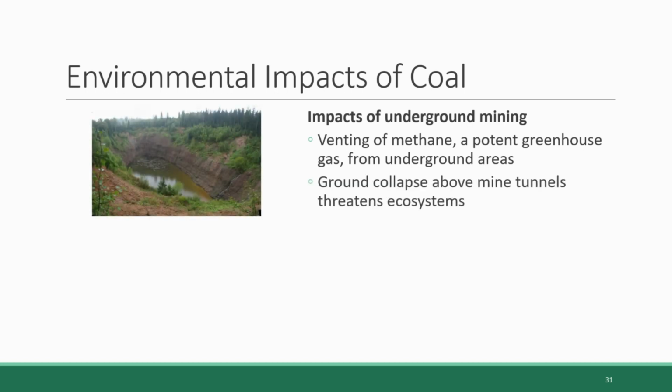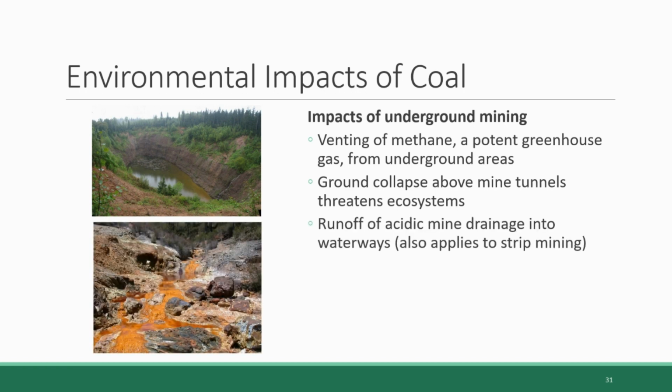Underground mining can also lead to ground collapse and sinkholes above mine tunnels, which alters the topography and threatens ecosystems. This photo here is of a sinkhole that was created by the Uralkali potassium mine in Berezniki, Russia. Another consequence is the runoff of acidic mine drainage into waterways, which contaminates and damages ecosystems. And this consequence is not exclusive to underground mining, it also applies to strip mining. The photo here is of a part of the Rio Tinto in Spain, which is contaminated with acidic mine drainage.